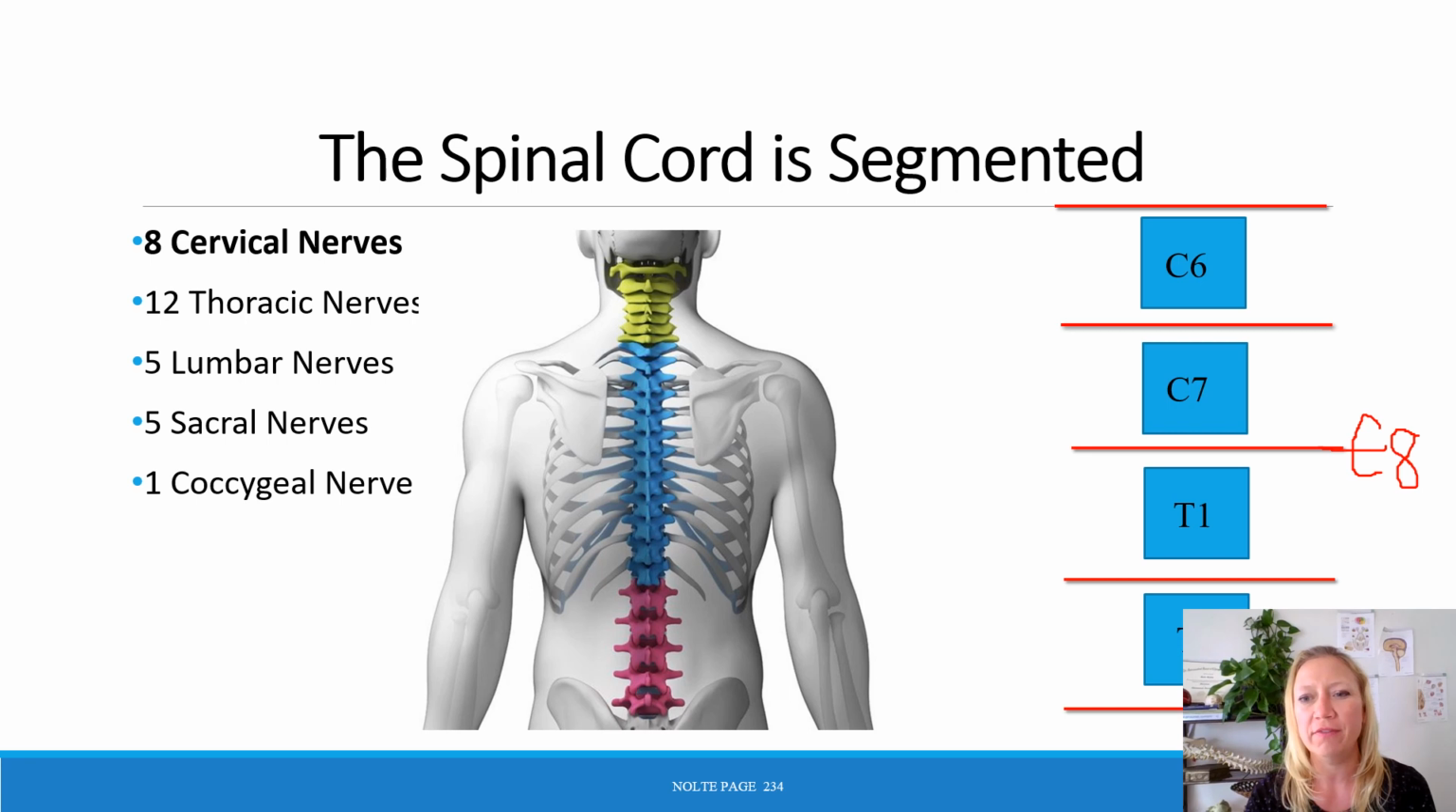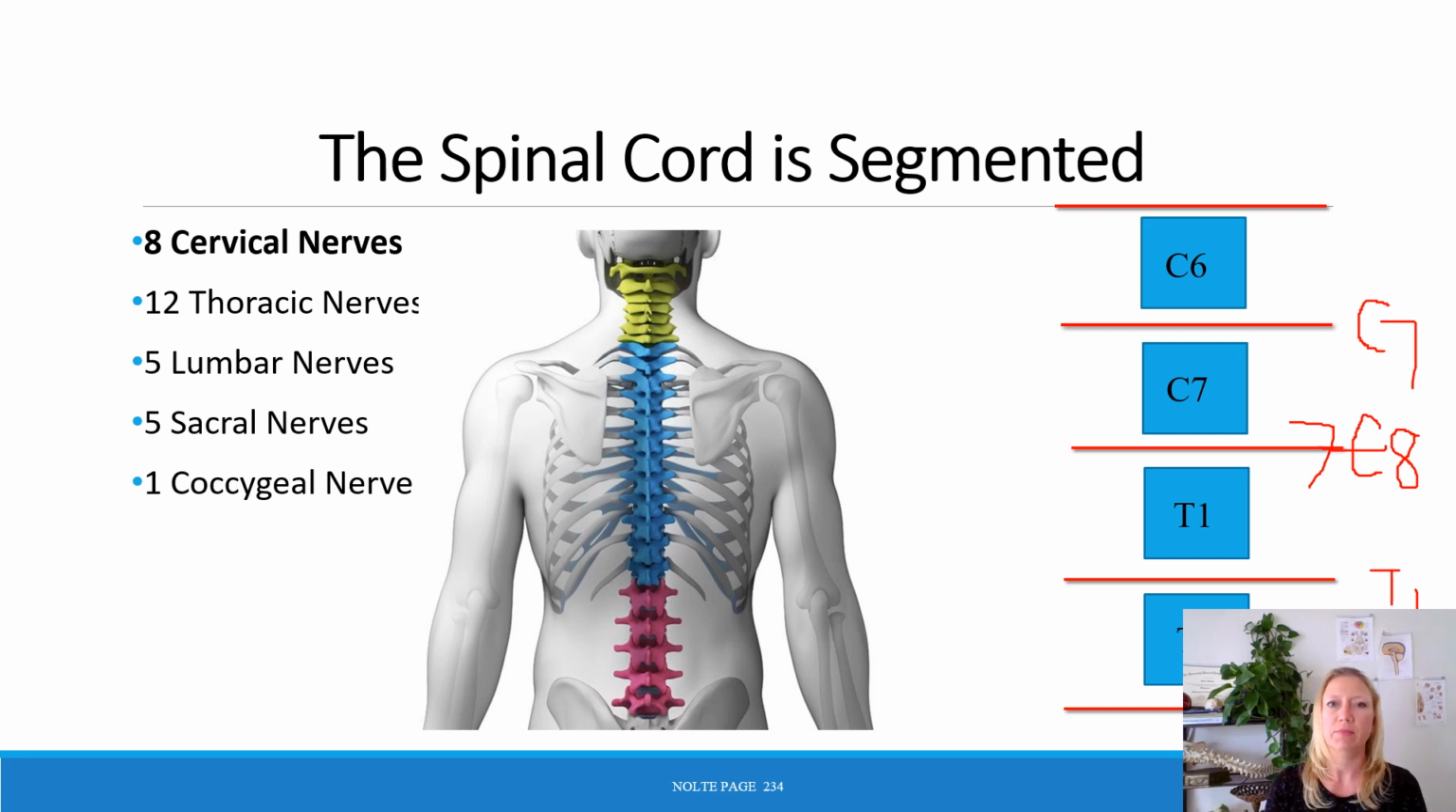So the C8 nerve is going to be in between C7 and T1. So above C7 is going to be the C7 nerve, but below T1 is going to be the T1 nerve. There's always a question on this on your boards, always. So still to this day, I draw my squares, I put my C8 where it needs to be, and then I count it out. That way I don't make a silly mistake.